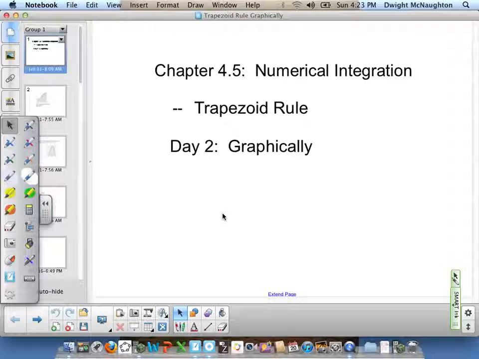Chapter 4.5, Numerical Integration. The Trapezoid Rule, Day 2, Graphically. Yesterday we looked at areas underneath the curve, estimating them using the trapezoid rule. And yesterday we had a formula for the curve we're finding the area underneath. Today we're just going to have the graph.